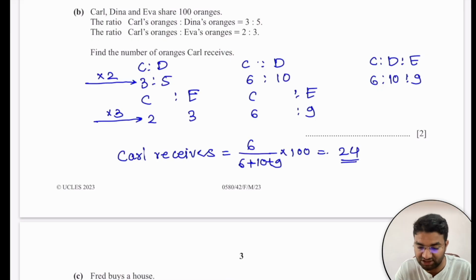This is a 2-mark question. You have to write down these step-by-step answers. Unless you write this step by step, you'll not get the 2 marks completely. So it is expected that you write these things.